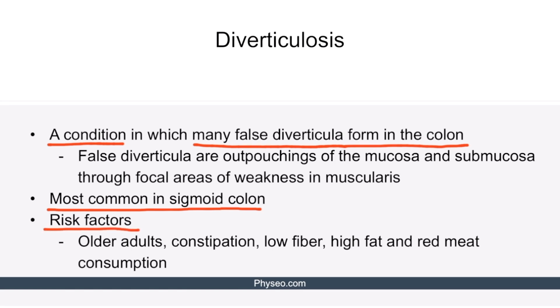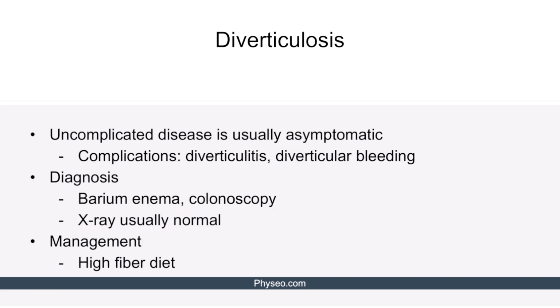Now, the population at risk is older adults and anybody with increased intraluminal pressures, so like chronic constipation, a low-fiber diet. And the reason is because that high luminal pressure just further pushes that mucosal layer outward. Other risk factors are a high fat and red meat consumption. Now, the mere presence of these diverticula does not produce symptoms, and hence uncomplicated disease is usually asymptomatic. Symptoms mostly develop when complications occur, such as diverticulitis, so inflammation of the diverticula, or when it bleeds.